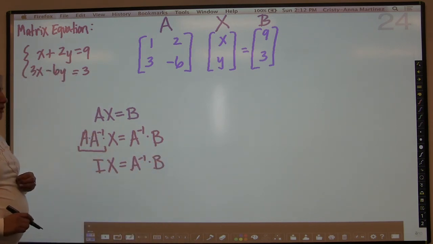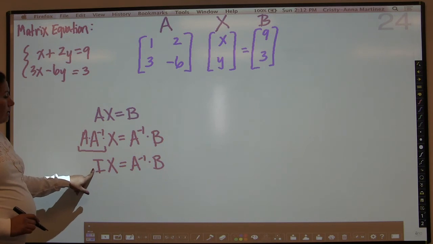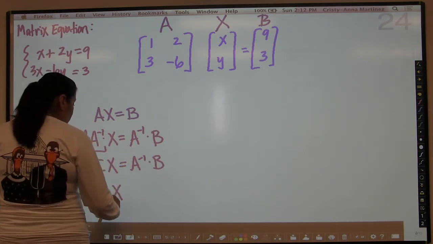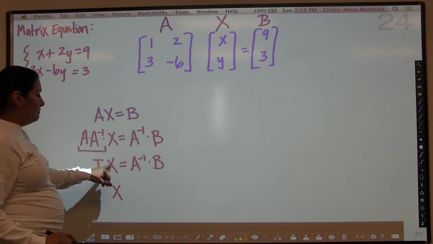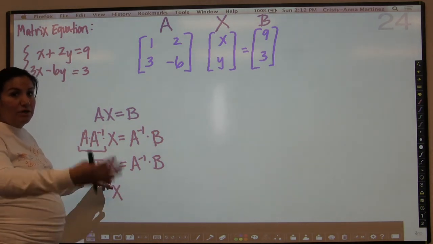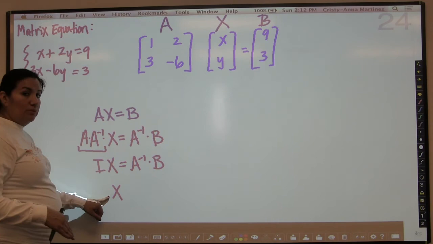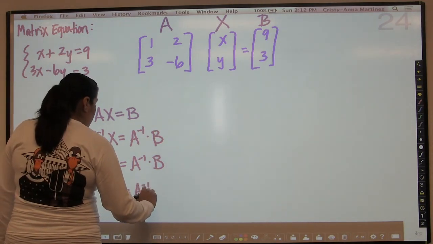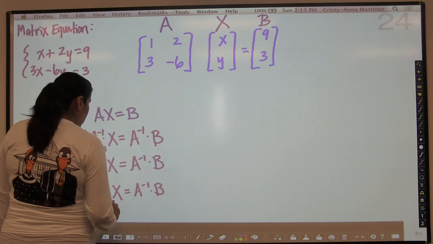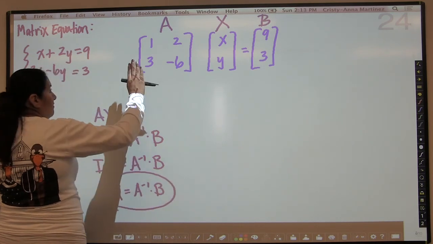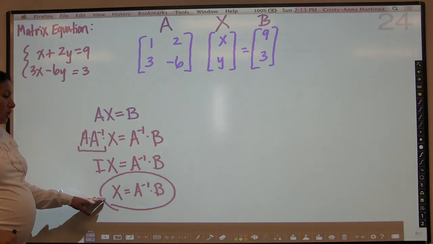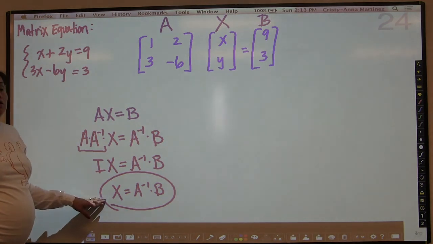Okay? It'll produce I. And I times x will just be x, because we said also earlier that when you have the identity times a matrix, the same matrix will result. So x will result. So therefore, anytime we have a matrix equation of the form Ax equals B, then we can use x equals A inverse B to calculate the answer.